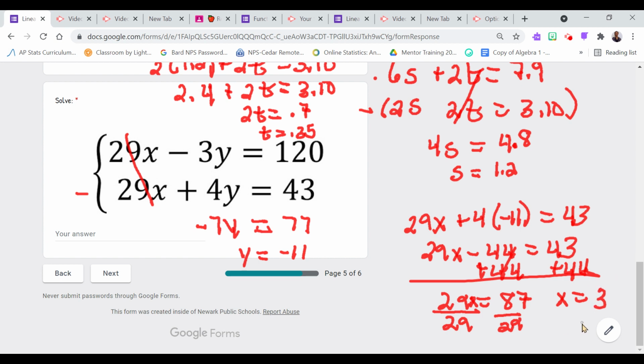It doesn't have to. It was 3.1. That doesn't mean you're wrong. We're in algebra. We're in high school now, right? So that can happen. So I have my final answer is x equals 3, y equals negative 11. So I would write it in this way, 3, negative 11. Right? Those are my answers.